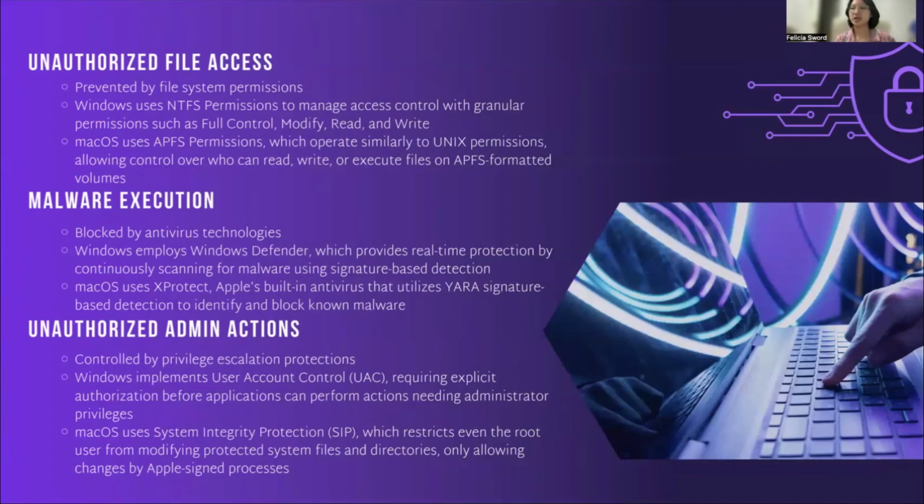Unauthorized admin actions are controlled by privilege escalation protections. Windows User Account Control, or UAC, requires explicit user authorization through consent prompts before allowing administrative actions. Apps run with standard permissions by default. Mac OS System Integrity Protection, or SIP, works at the kernel level to restrict critical system directories. So even root users cannot modify protected files, and only Apple-signed processes can. Both prevent unauthorized system-level modifications.